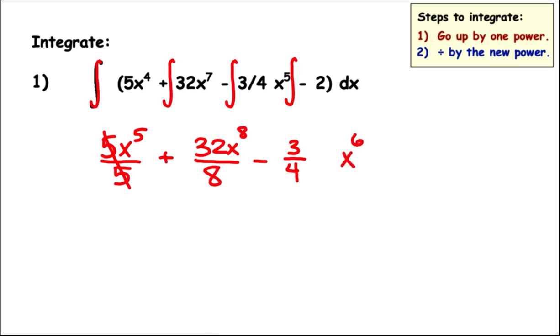We have to divide by the new power. So dividing by 6 is the same thing as multiplying by 1/6. I'm going to prefer that because I have the other fraction next to it. And finally, you don't see this, but this minus 2 up here in black is really minus 2x to the 0. So when you go up by a power, it's minus 2x to the first, and we have to divide by the new power, so divide by 1, which really doesn't do much, but I wrote it anyway. Plus c. Don't forget the plus c.